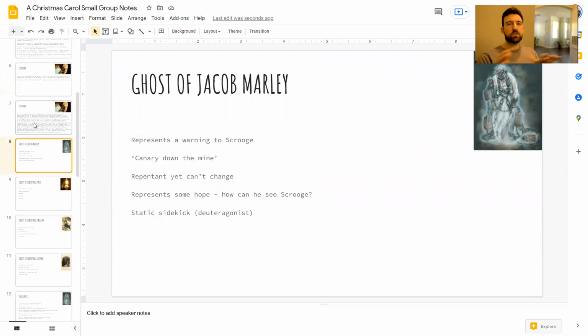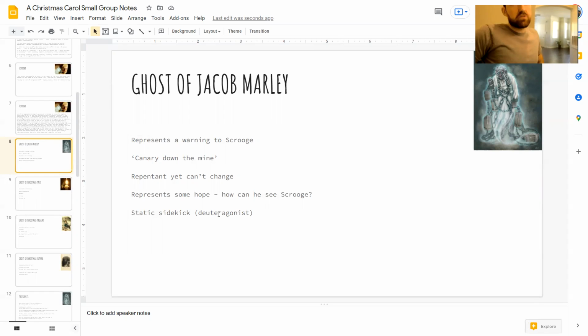We're going to do a brief description of the 4 major ghosts, and then we'll do some key quotes. And then we'll try and finish the lesson as usual by pulling it all together in a model paragraph. So let's start with the first ghost, which is not the ghost of Christmas Past, technically. It's the ghost of Jacob Marley.